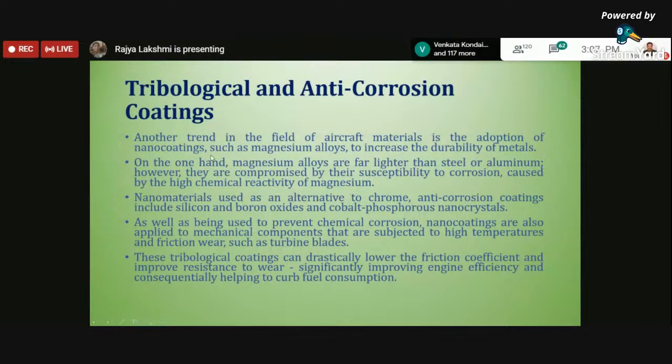Now people are trying to go with magnesium coatings for improving the durability of the material against various environmental factors. Magnesium alloys, as I have already mentioned, are much lighter than steels or aluminum, but are compromised by their susceptibility to corrosion, caused by the high chemical reactivity of magnesium. Nanomaterials used as an alternative to chrome anti-corrosion coatings include silicon and boron oxides, and also cobalt phosphorus nanocrystals.